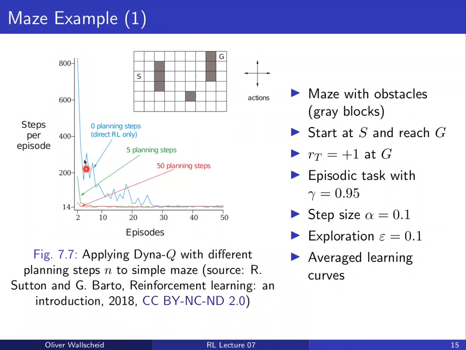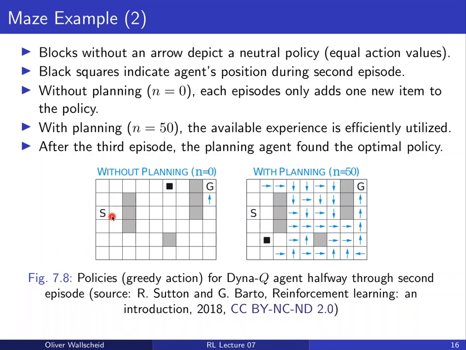And of course, if you compare that to simple Q learning without any internal planning steps, we can observe an improved learning by at least one order of magnitude in terms of the learning speed. If you then also compare these two cases from the previous slide, without planning, N=0, with planning, N=50, what we can see here are the policies after the agent is half through the second episode. So the first episode has been completed already, and the agent, which is depicted here by that black dot, is going through the second episode.